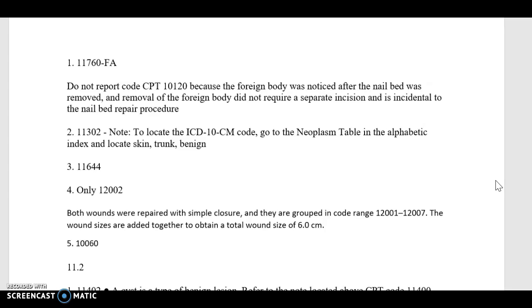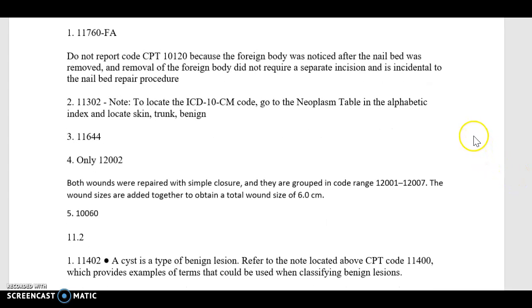we had one on the arm. Okay, since they're different areas of the body, then we're going to have two repair codes. Or if one was simple and one was intermediate, we are going to have two repair codes. So kind of go back over the rules on repair codes for that. And number 5 looks good.